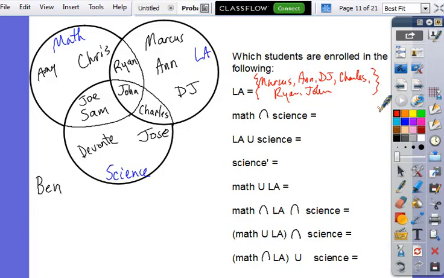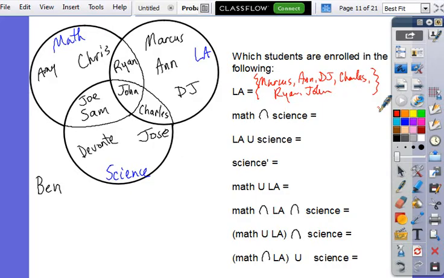How do you get Ryan and John? Because they're still in the language arts circle. That's all it's asking. Yes. All right. The second one says math intersected with science, or math and science. Which will be Ryan and John. Math and science circles. Joe and Sam.